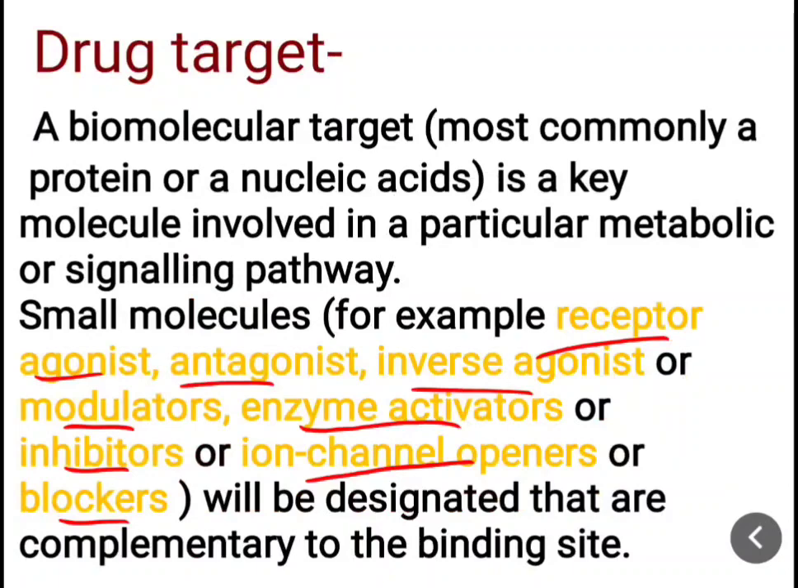Next one, drug target, that is a biomolecular target, most commonly a protein or nucleic acid. This is the key molecule that is involved in a particular metabolic as well as signaling pathway. We can say what is a metabolic pathway and what is a signaling pathway. When it produces some metabolism, and in this way produces curing and preventing properties, that is termed as a metabolic pathway. And when it produces some signal throughout the whole body, that is termed as a signaling pathway. Small molecules, for example receptor agonists, antagonists, inverse agonists, or modulators, enzyme activators or inhibitors, or ion channel openers or blockers, are designed to be complementary to the binding site.